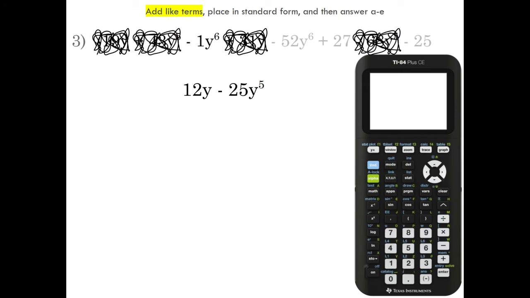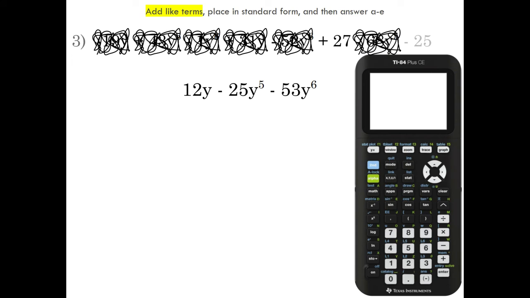We now have negative 1y to the 6th. What other term has a y to the 6th? That would be negative 52y to the 6th. You add the coefficients together, negative 1 plus a negative 52, or you could do negative 1 minus 52. Either way is fine. Again, we're just adding the coefficients, and we get negative 53, and it would be negative 53y to the 6th when you add it together.